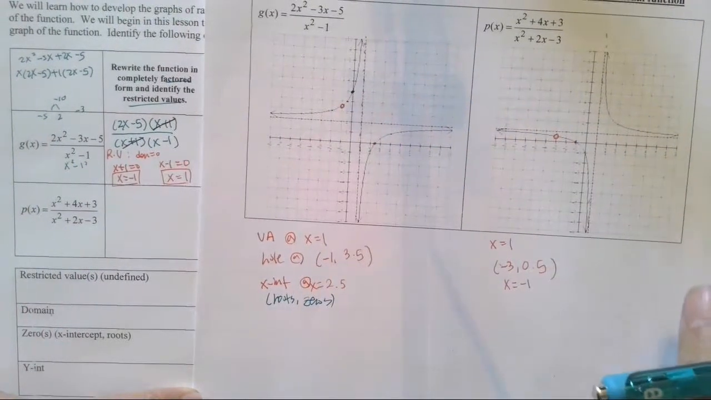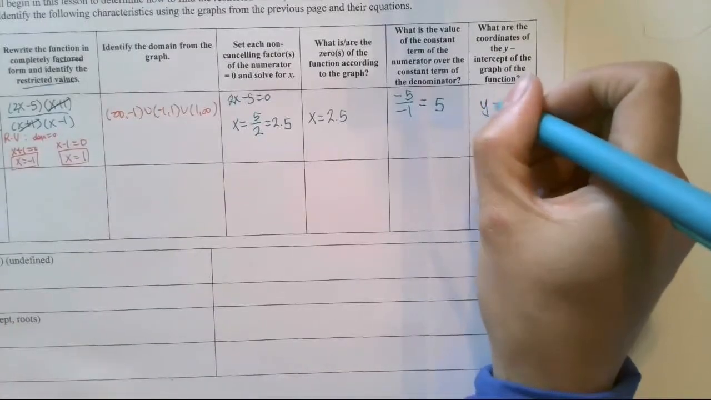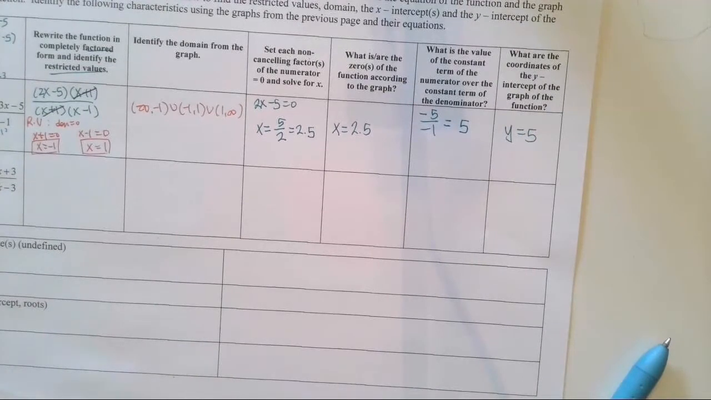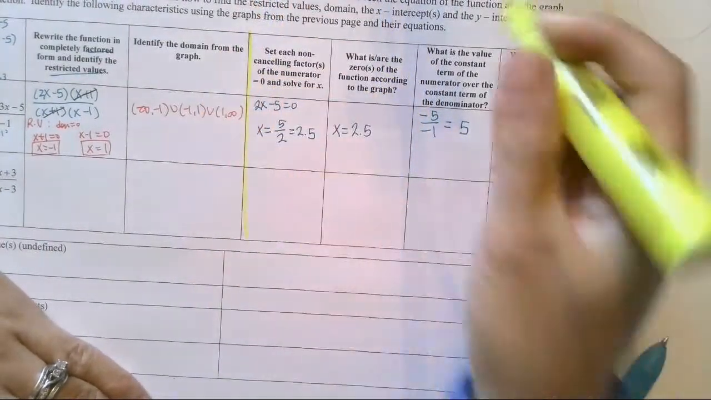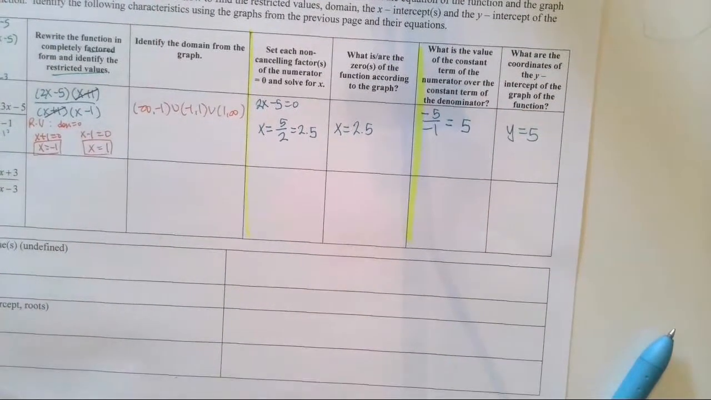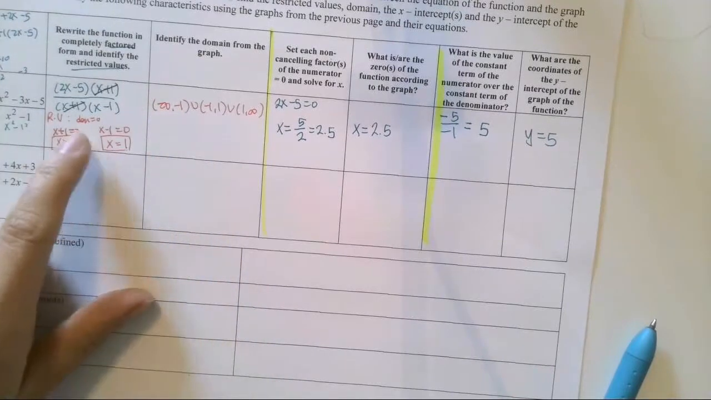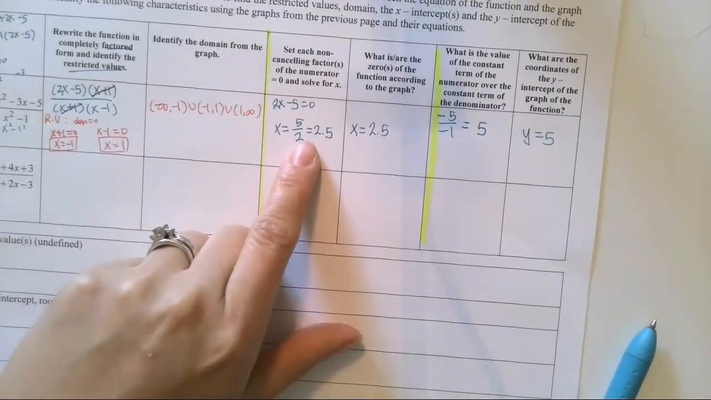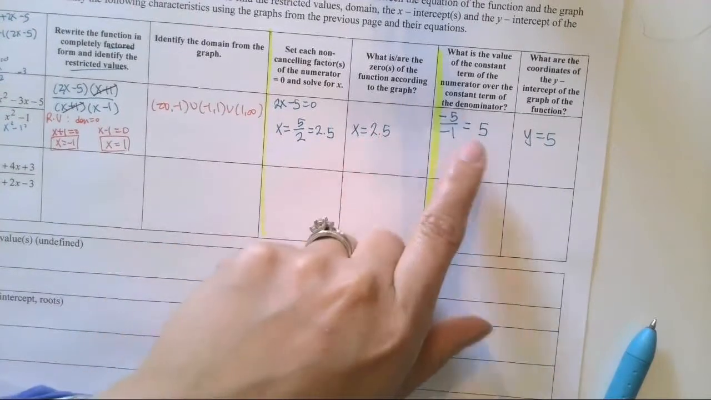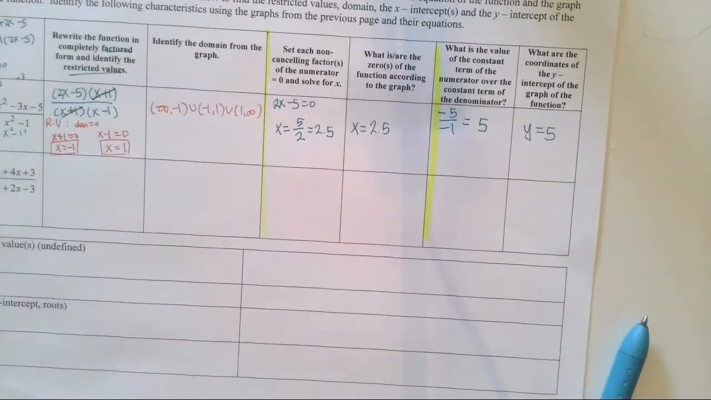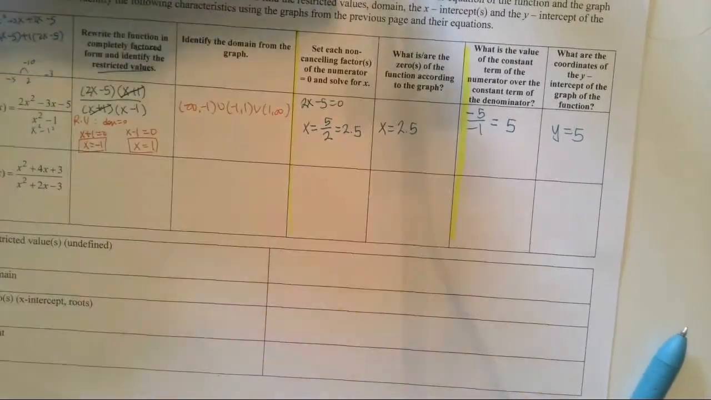Y is equal to 5. Okay, so if you are a smart person, which you all are, you see that two answers are the same. So that one was from the equation, that one's from the graph. That one was from the function, that one was from the graph. Same answer. So if you've been taking my classes a long time, you know that we are talking about a pattern here. Okay, let's do one more.